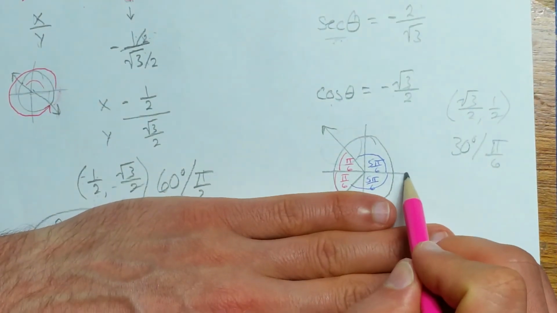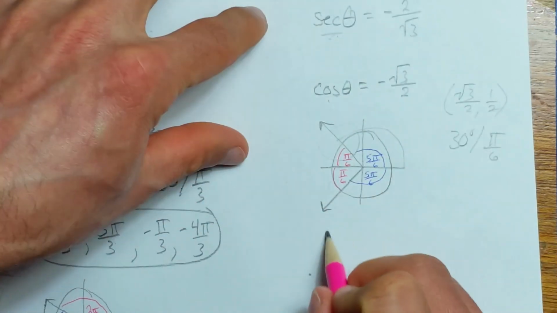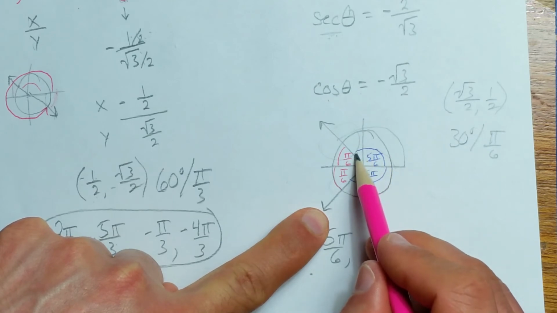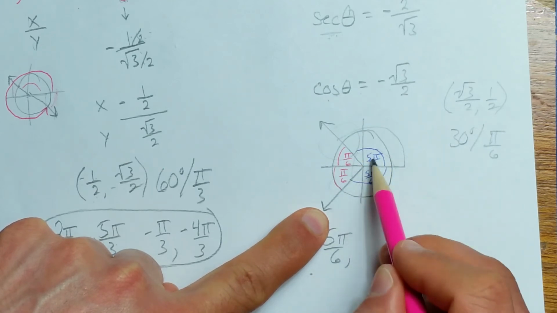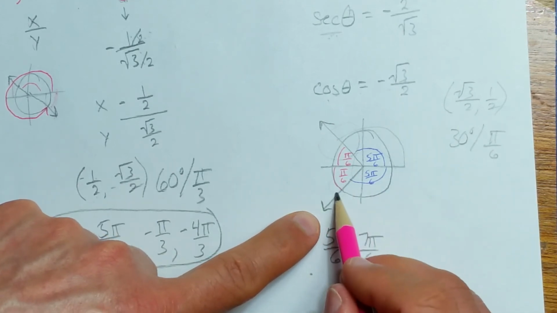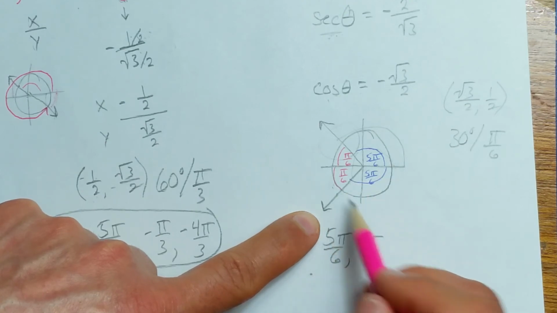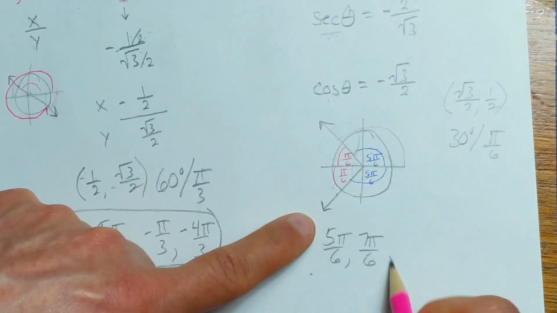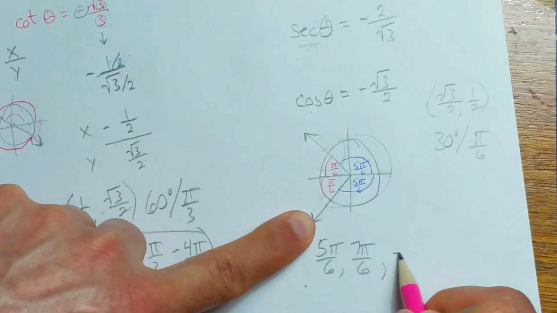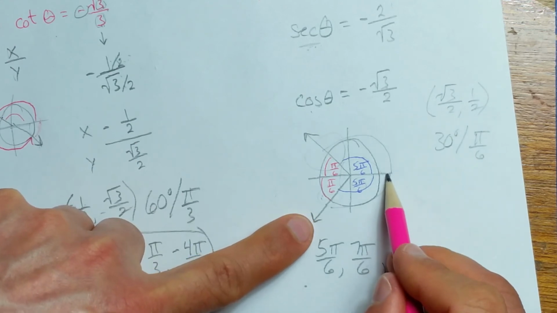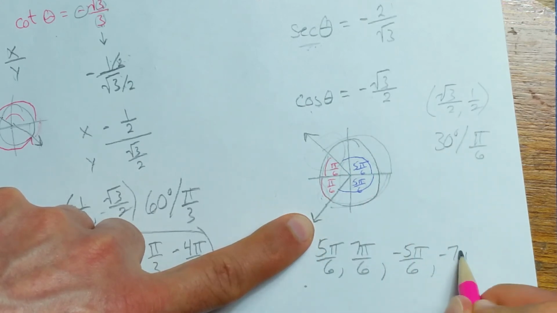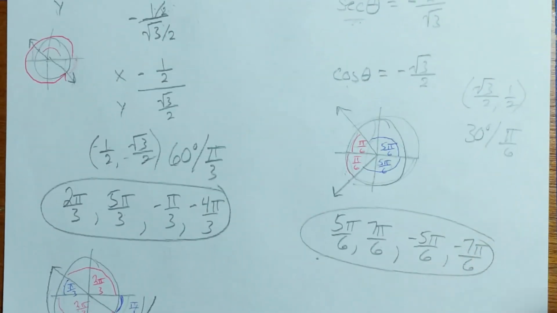If I want the positive answers, starting here, I'm going to move a distance of 5 pi over 6. And then to get to this one, I'm going to move 5 pi over 6 plus 1 pi over 6 plus another 1 pi over 6, so 5, 6, 7 pi over 6. Or of course, if you're really good at your unit circle, you're going to know that a 30-degree reference angle in the third quadrant is 7 pi over 6. That'll come with time. Now to get the negative ones, moving this way, I would move negative 5 pi over 6. And then I would move negative 7 pi over 6. And that's how you come up with the 4 answers for that one.